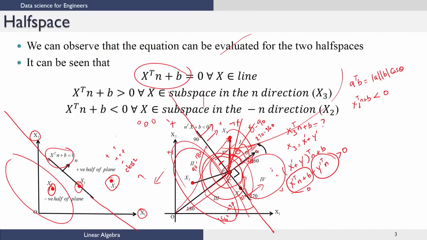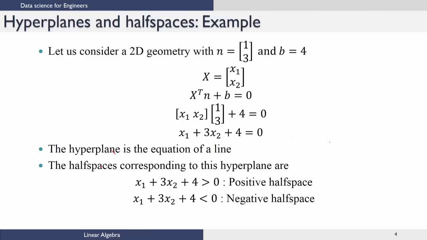And I already told you how this is important from a data science viewpoint. So, let us consider simple 2D geometry and let us take n as (1, 3) and b as 4. This would give me this equation for x transpose n plus b. Now, let us take 3 points, for example. Let me consider (-1, -1) as 1 point. Let us also consider (1, -1) as another point, and let us consider (1, -2) as another point, and then see what happens.